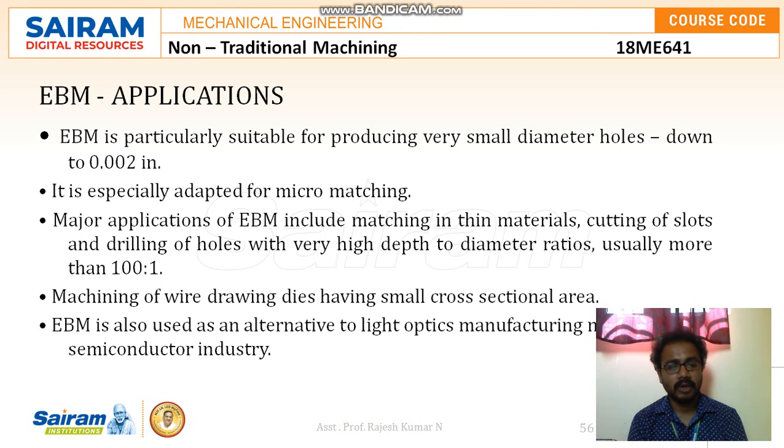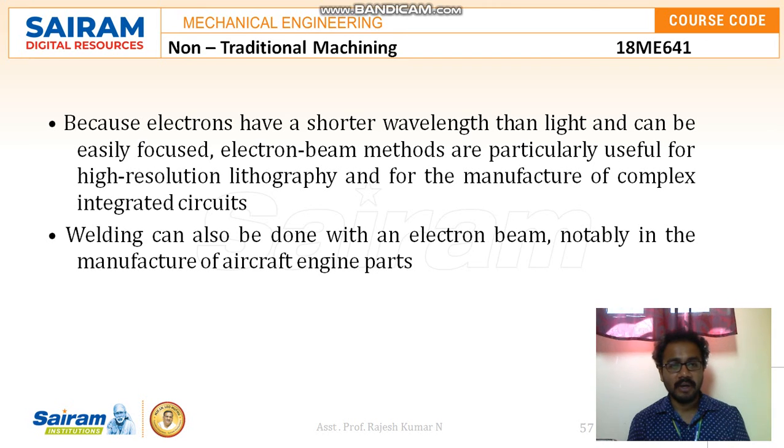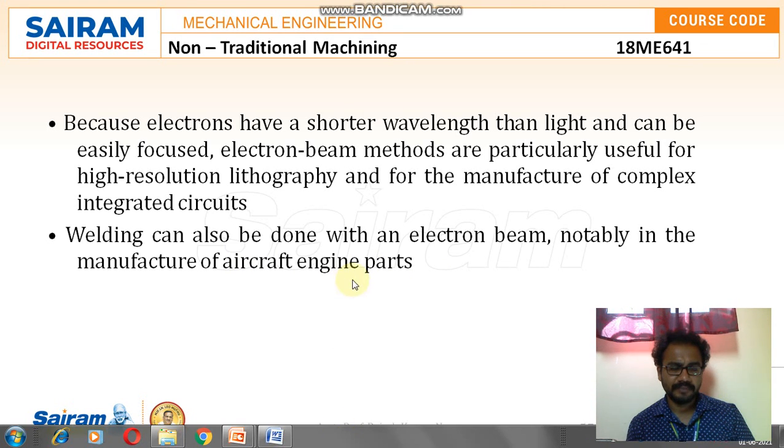Electron beam machining is also used as an alternative to light optics manufacturing methods in the semiconductor industry. Because electrons have a shorter wavelength than light and can be easily focused, electron beam methods are particularly useful for high resolution lithography and for manufacture of complex integrated circuits. Welding can also be done with an electron beam, notably in the manufacture of aircraft engine parts. They are very specific with the welding applications of electron beam machining.